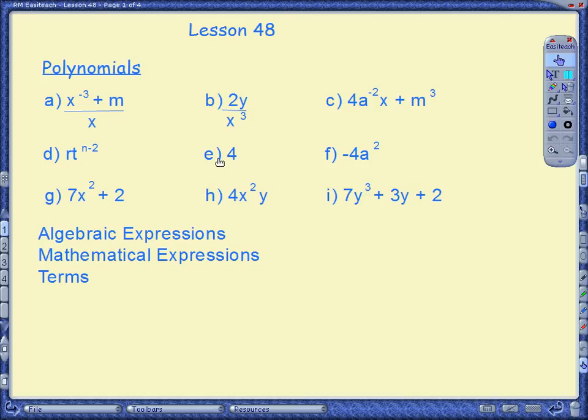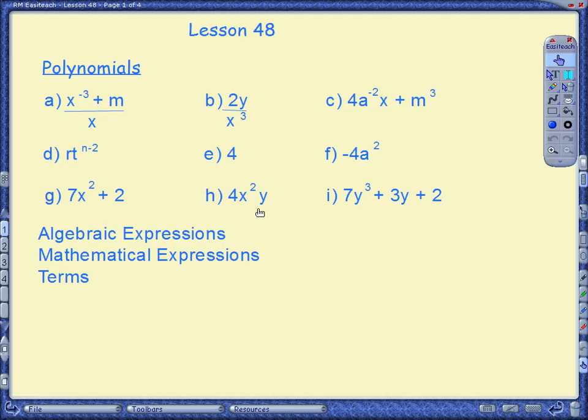This is a polynomial of one term. We call this a monomial. This is a polynomial of one term. It has whole number coefficients, and it also has a positive whole number as an exponent. This is a polynomial of two terms. We call this a binomial.